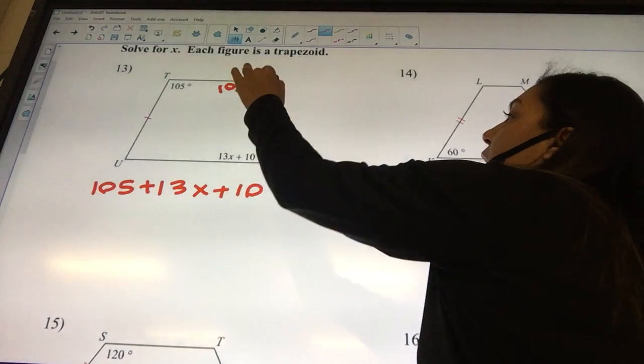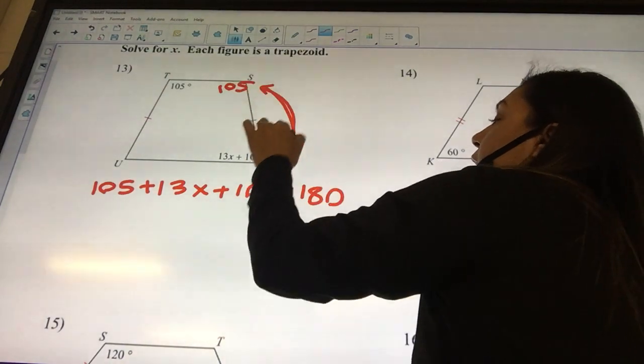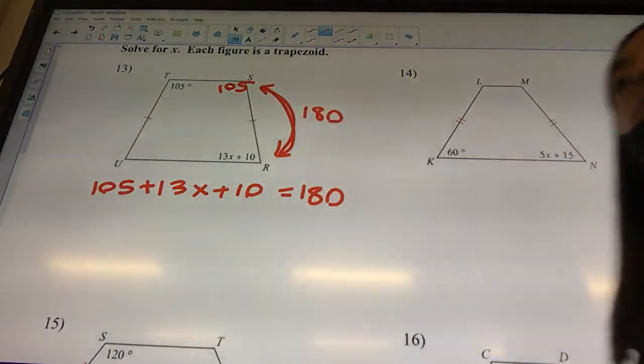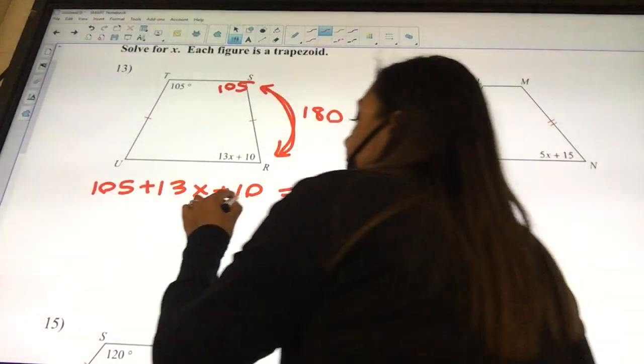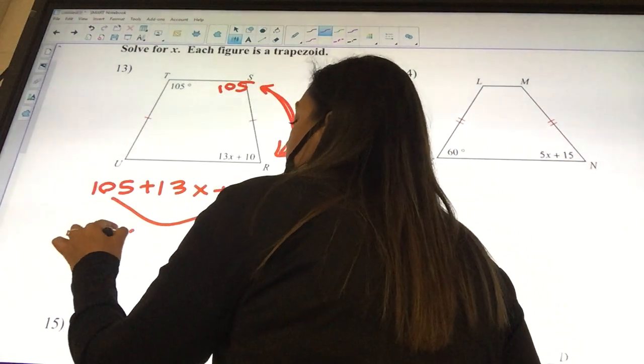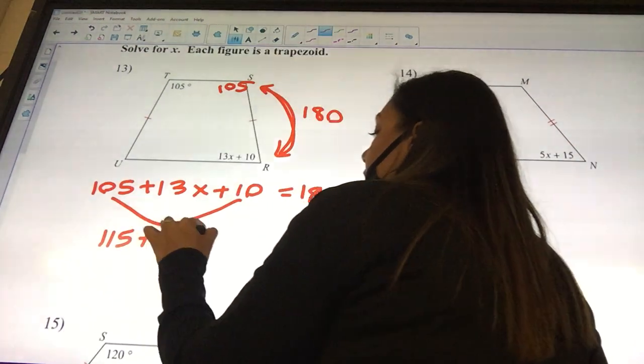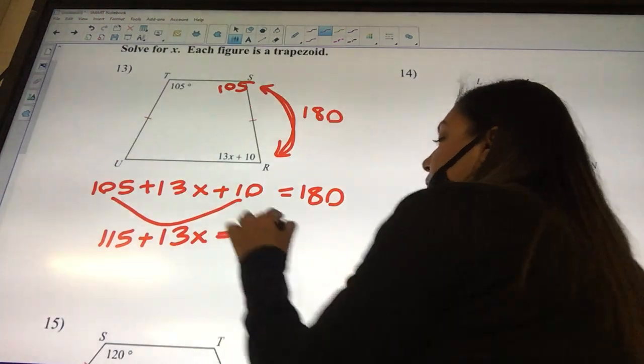So we can take this one plus this one and they're going to add up to 180, because you're always going to have two angles that are the same, and then you're going to have two that add up to 180. It's just a matter of figuring out what goes to what. As soon as you identify the match of the other one, it makes it really easy to set up what's going on here. So we can combine 105 and 10 to give me 115 plus 13x equals 180.